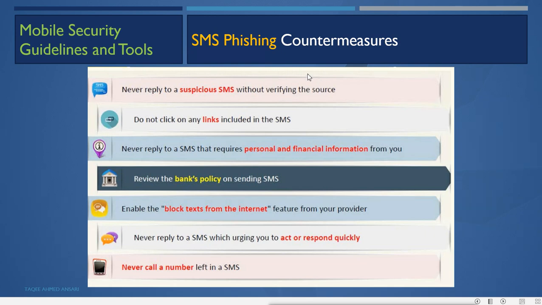Then SMS phishing countermeasures. For SMS phishing, never reply to a suspicious SMS without verifying the source. Do not click on any link included in the SMS and never reply to an SMS that requires personal and financial information from you. Then also review the bank policy on sending SMS. That means when and how our bank will send the SMS. We have to review our bank's policy on when they send SMS and what information they can ask for by SMS.